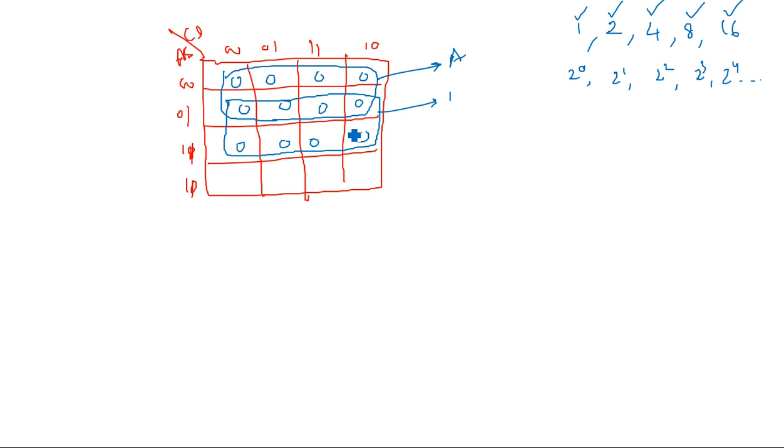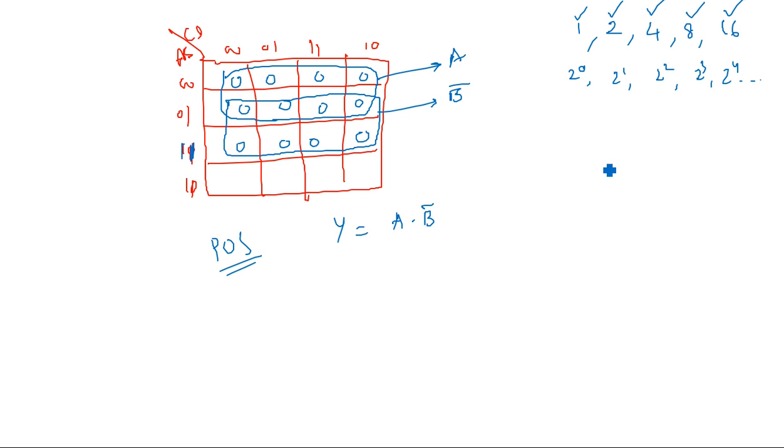What is the expression for this one? It is A. What is the expression for this one? It is B bar, because it is 0 0 0 1 1 1 1 0. So 1 1 means this one is common, which is B bar. So y is equal to, such type of expression gives A into B bar. This is the POS representation. A into B bar.